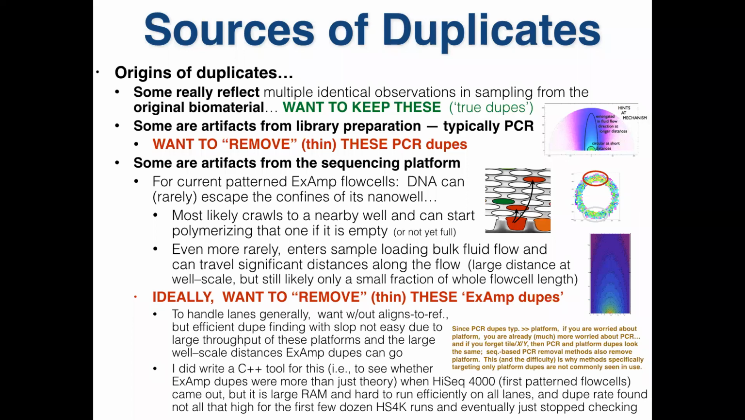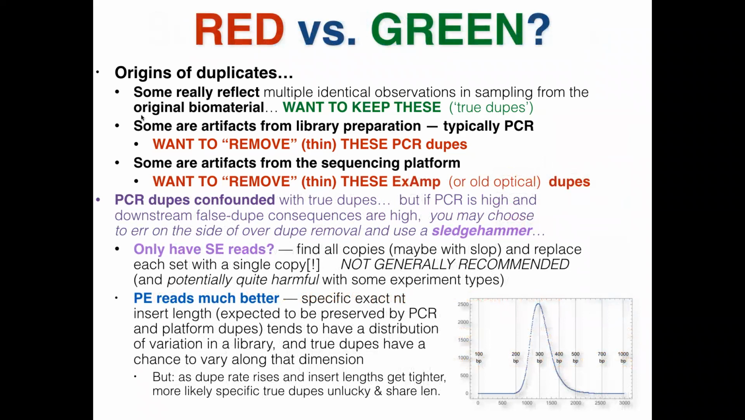And that requires something. The way you do that will take care of the problem as well. So this is basically the summary. The greens we want to keep, those are the biological true ones. The red ones we want to not just remove, but thin to the correct level of representation. That means the PCR dupes and the XAMP dupes. The PCR ones are certainly confounded with the true dupes. There's not really anything we've talked about yet that would allow you to tell those apart.